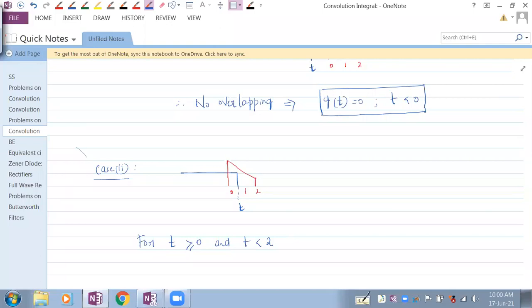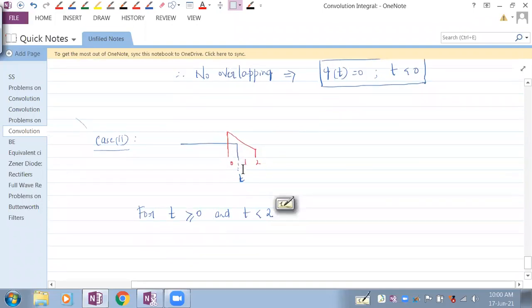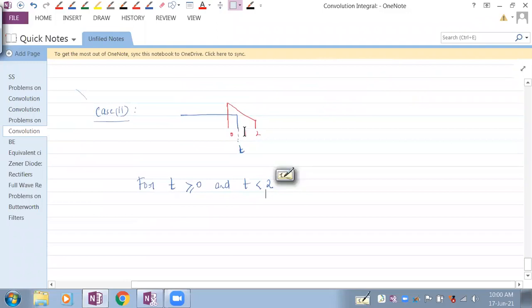Everybody understand that? So there is another thing that we can tell. What is that? T can even be said as less than 1. But whether it is less than 1 or less than 2, in the overlapping range you will have the same signal. Understand that? So instead of saying less than 1, let's say it's less than 2. Somewhere in between, from here to here, this t would be, starting from 0 to 2.